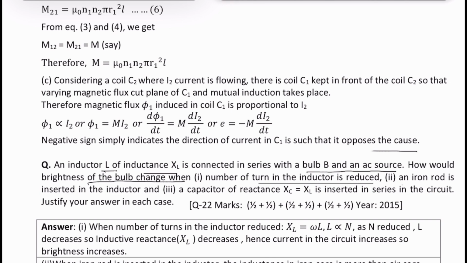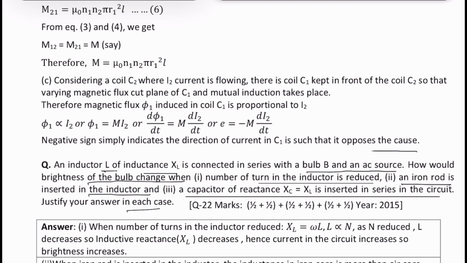Okay. Now an iron rod is inserted in the inductor. Okay. Then what will happen to the brightness? A capacitor of reactance XC equal to XL is inserted in series in the circuit. Okay. Then justify your answer in each case.